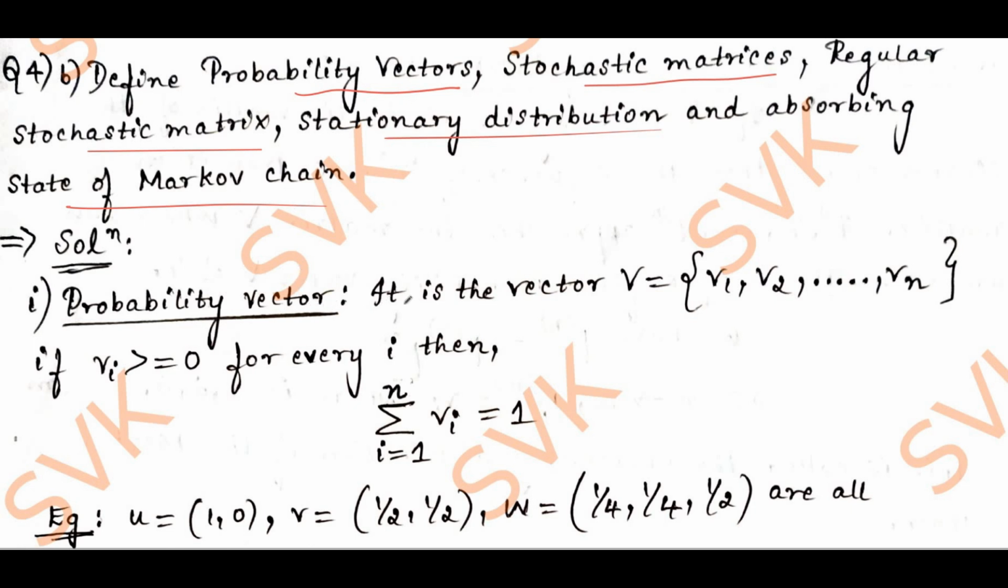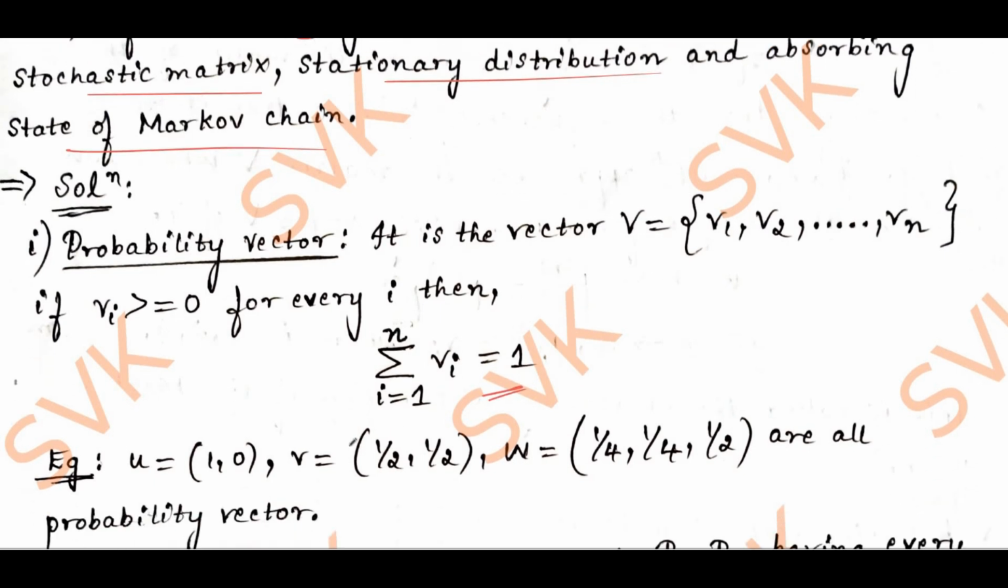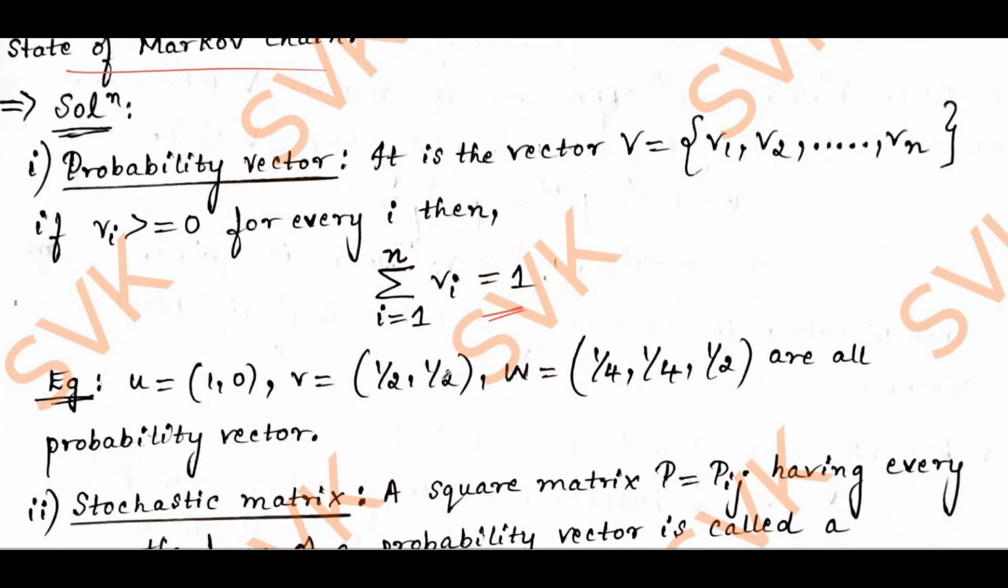So probability vector is defined as follows. It is the vector v, such that v1, v2, up to vn, if vi is positive, that is greater than or equal to 0 for every i, then summation of vi is equal to 1. So that is the probability vector definition. I have provided one example, and you can also provide one example. 1 plus 0 is equal to 1. 1 by 2 plus 1 by 2 is equal to 1. 1 by 4 plus 1 by 4 plus 1 by 2 is also equal to 1. So these are all probability vectors.